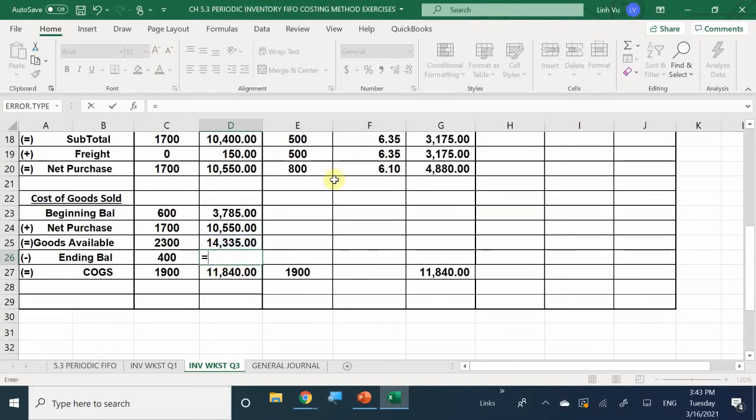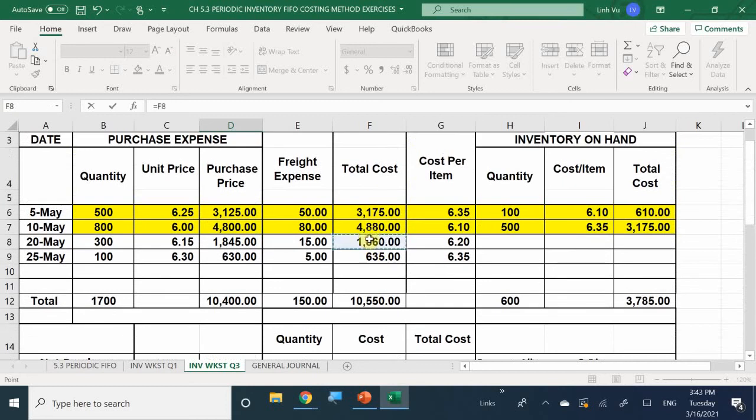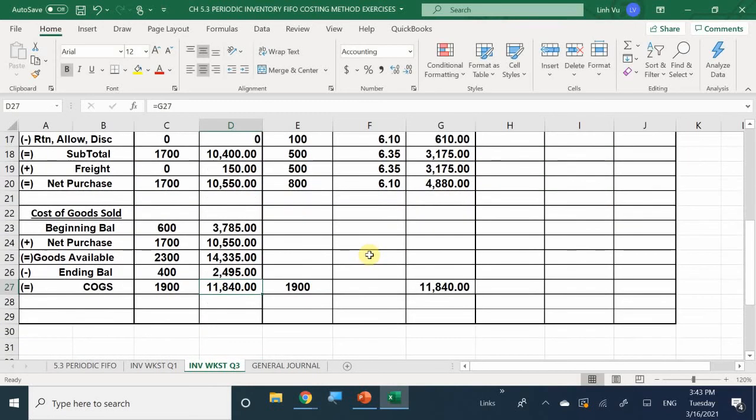Okay, so I'll plug it in here. If I were to add this number plus this number, it should get you $24.95. Another way to solve this as well is you take your goods available, subtract what you sold, and you should get the same $24.95. All right, good job, guys.